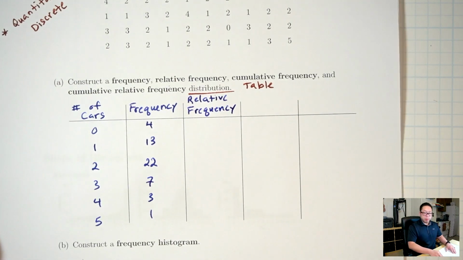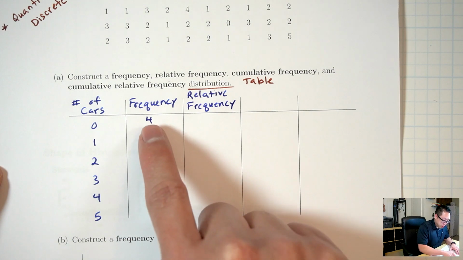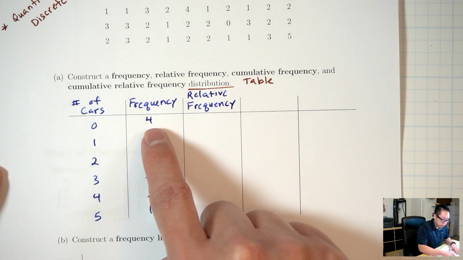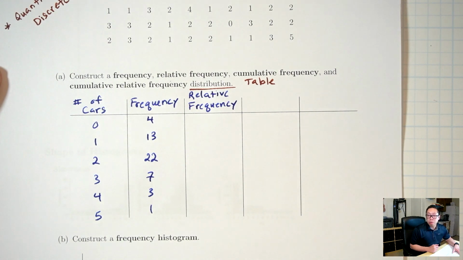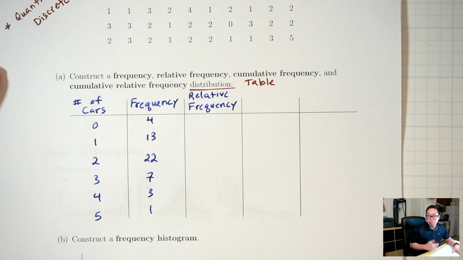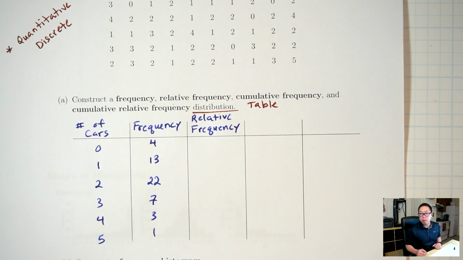What is relative frequency? Regular frequency is counting how many. So this 4 means that there are 4 people who have 0 cars in their household. Then relative frequency is what percent is that? So what percent has 0 cars in their household? I'm going to take the 4 and divide it by the total number of people. So what's the total number of people?